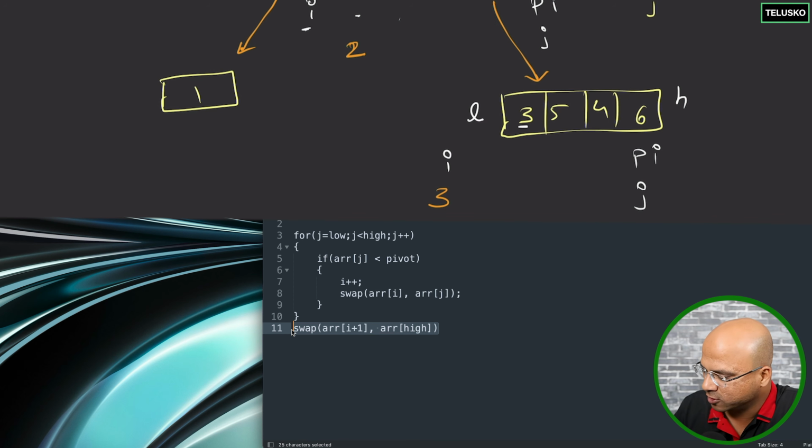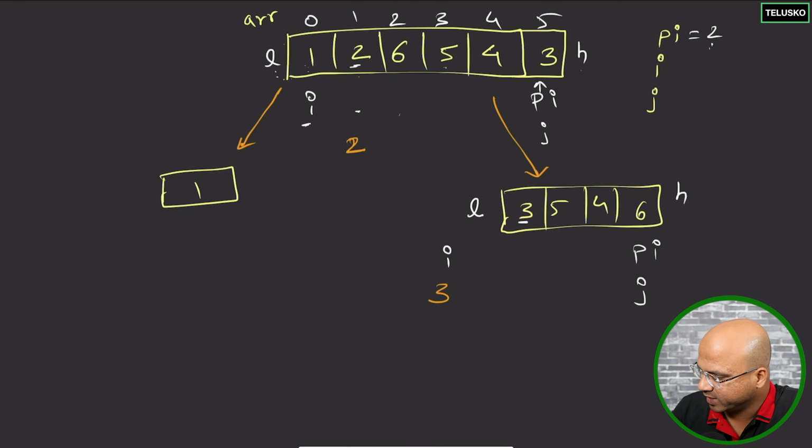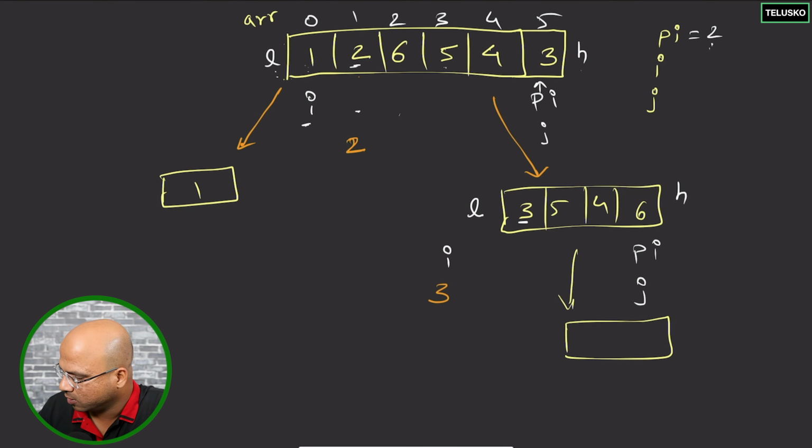But since the pivot was the first value, you will get the new array from this, which is 5, 4, 6, and then you start performing operations here. What operation? The same operation which we have done. Again, you will apply quicksort. So this is L, this is H. So PI is referring to 6 here.